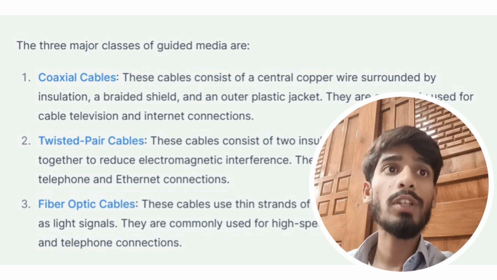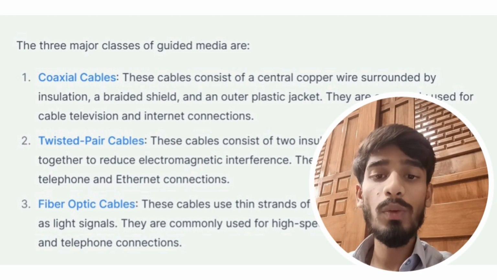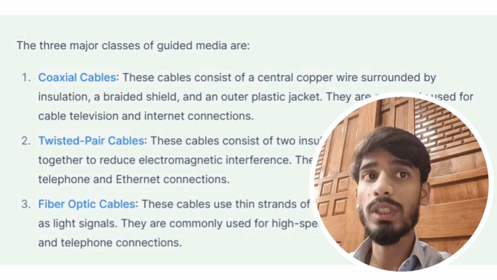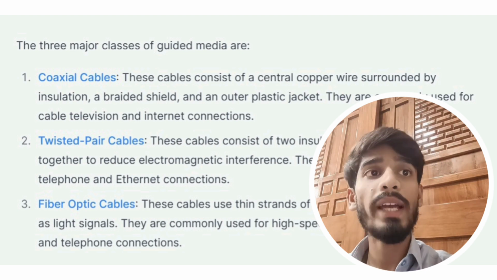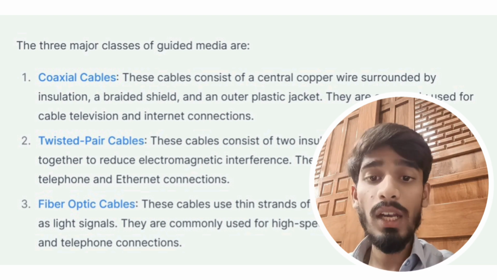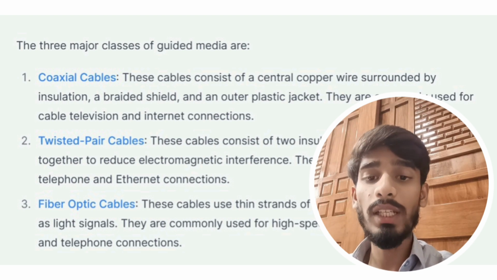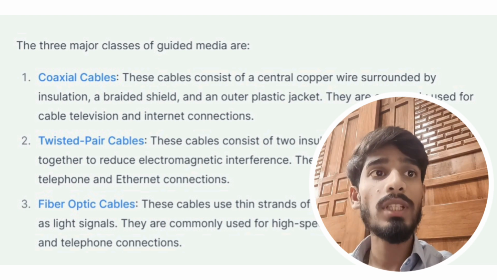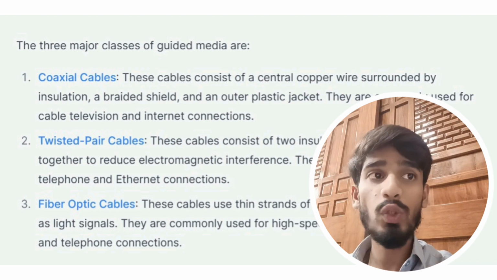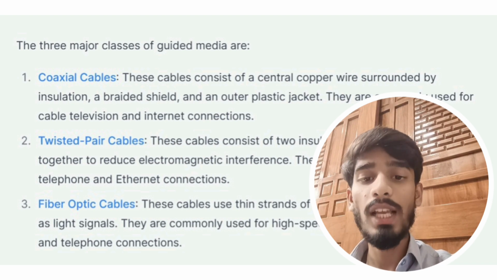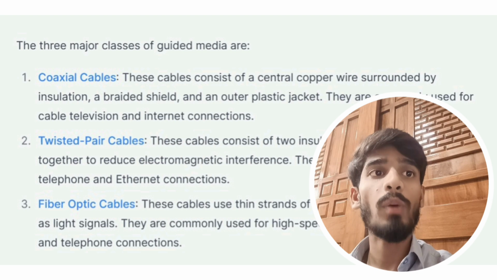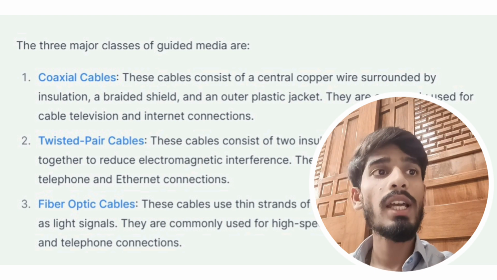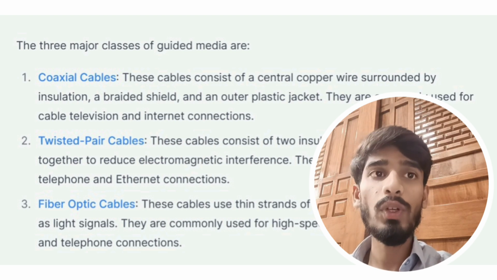Next is twisted pair cables. These cables consist of two insulated copper wires twisted together to reduce electromagnetic interference. They are commonly used for telephone and Ethernet connections. Next, fiber optic cables. These cables use thin strands of glass or plastic to transmit data as light signals. They are commonly used for high-speed internet, cable television, and telephone connections.